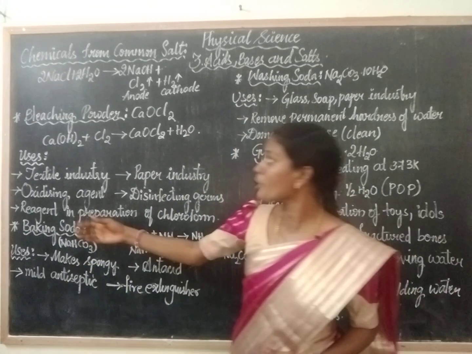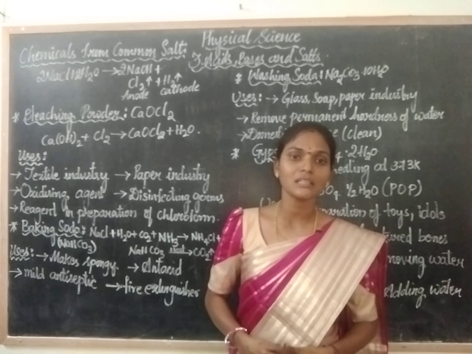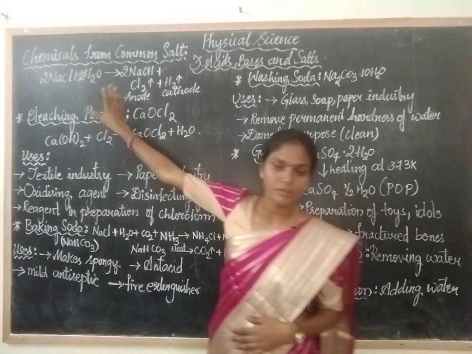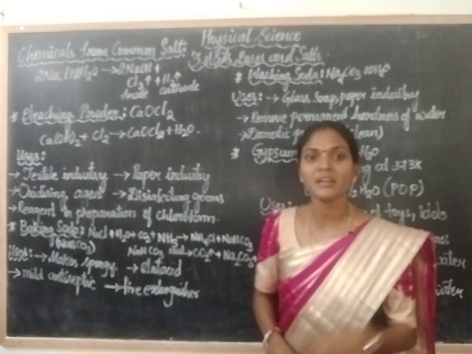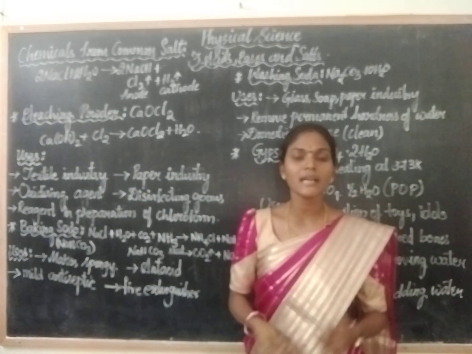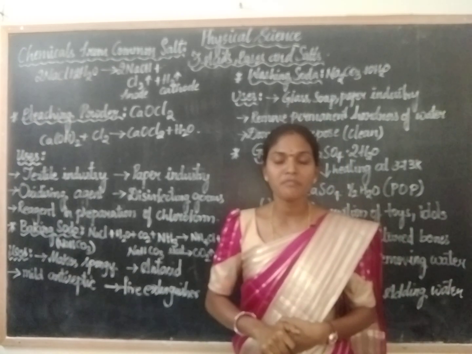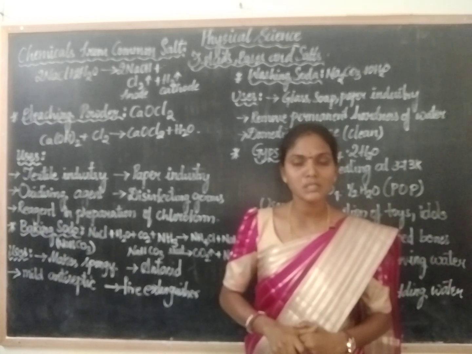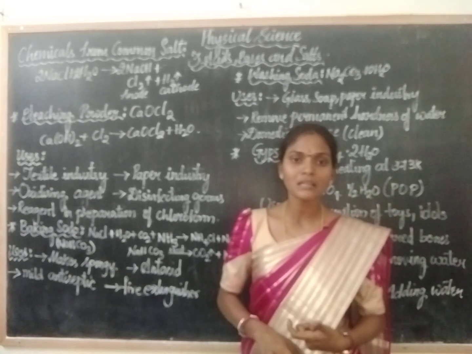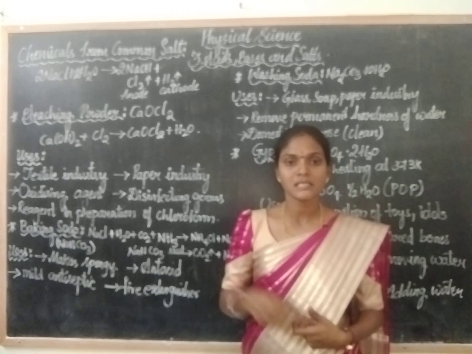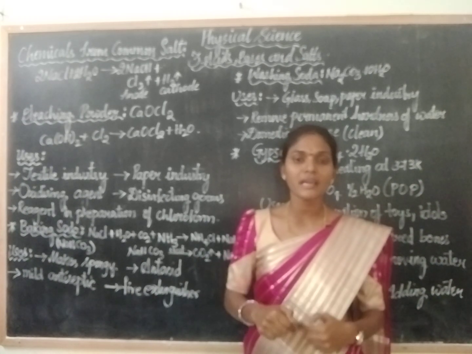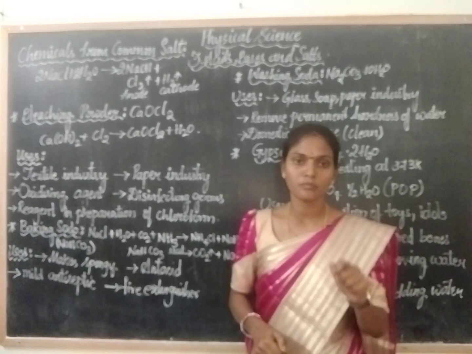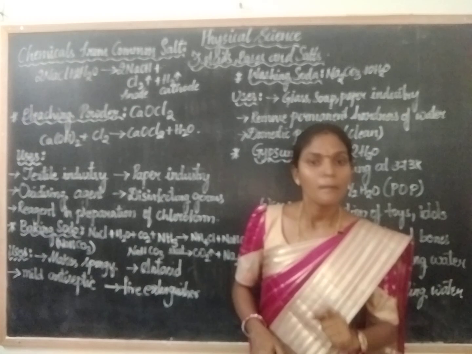So what are the common chemicals? What is the chemical formula of table salt? NaCl. Now here I am taking NaCl and mixing it with water, and if I pass electricity through it, that is called a brine solution. What is a brine solution? When we take table salt, NaCl, add water and pass electricity, that is, if I do electrolysis, that solution is called a brine solution.